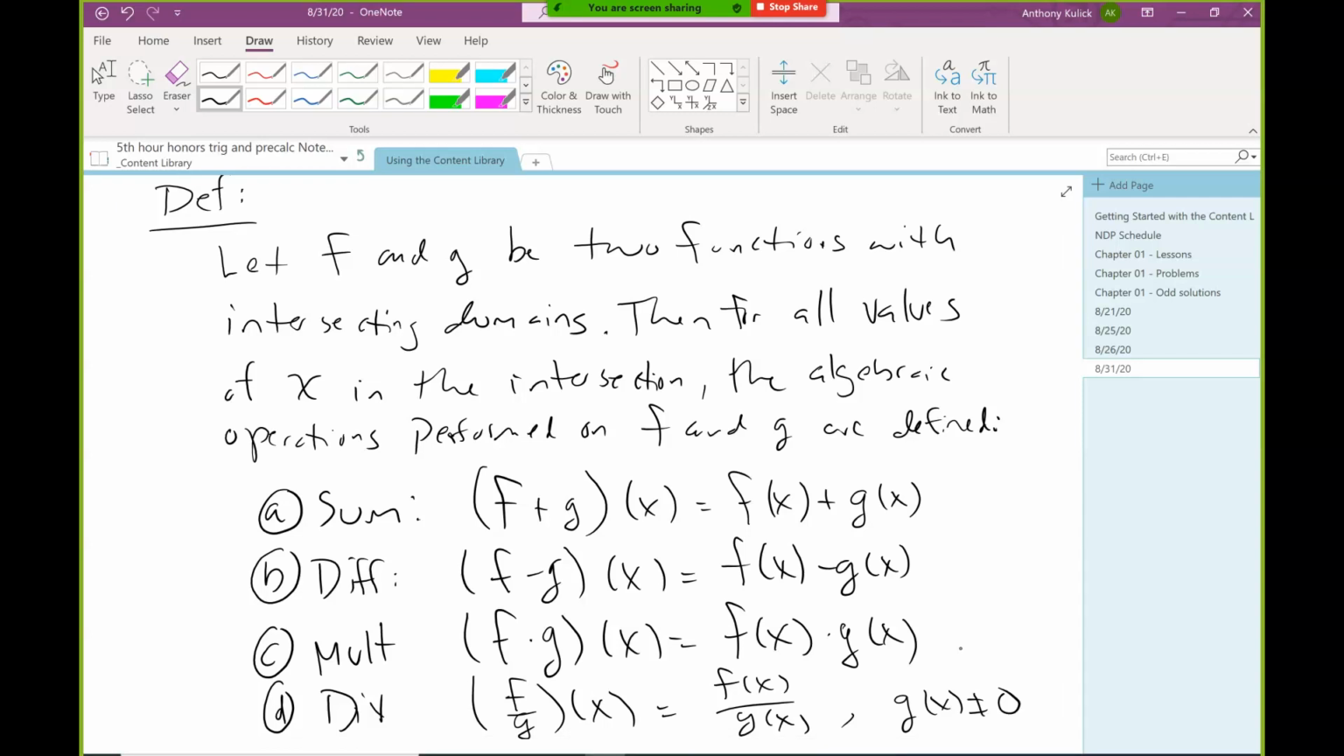So if we let f and g be two functions with intersecting domains, why do you think that we include this requirement that the two functions have intersecting domains? Actually, let's back it up a step from there. What do we mean by intersecting domains?